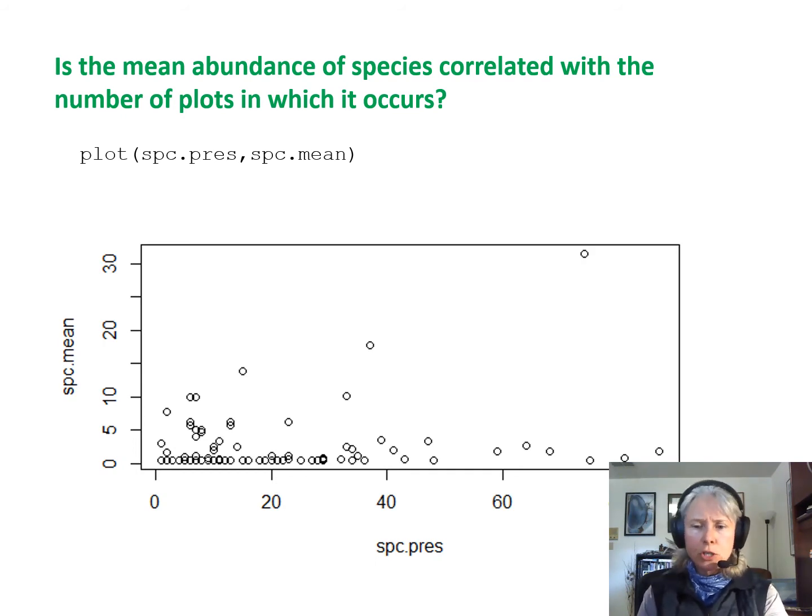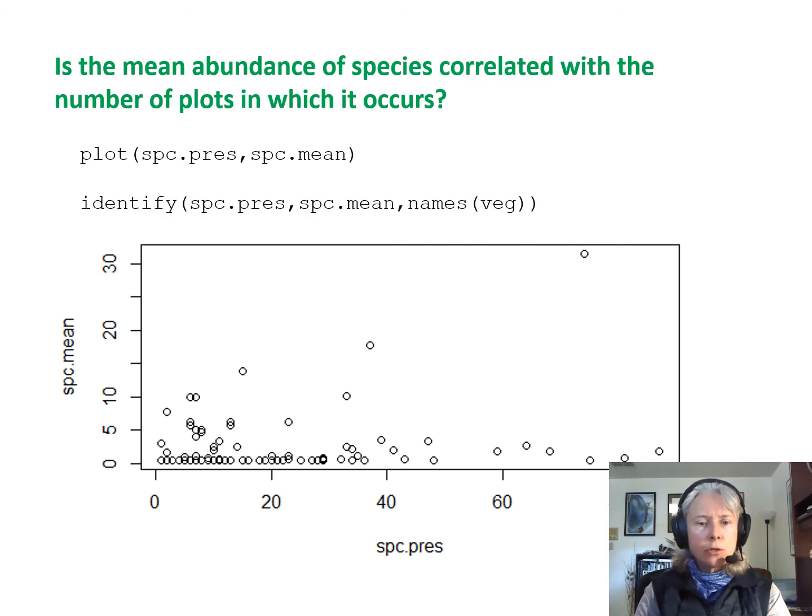Each one of these dots is a species. You can use the identify function to identify individual dots by their species names, their abbreviation codes. You can do that by clicking on each dot. So go ahead and do that for some of the dots in each one of the corners as well as some of the ones in the middle, and then hit escape when you're done.